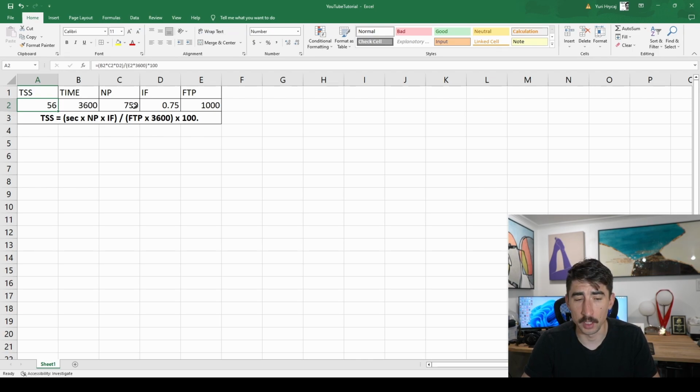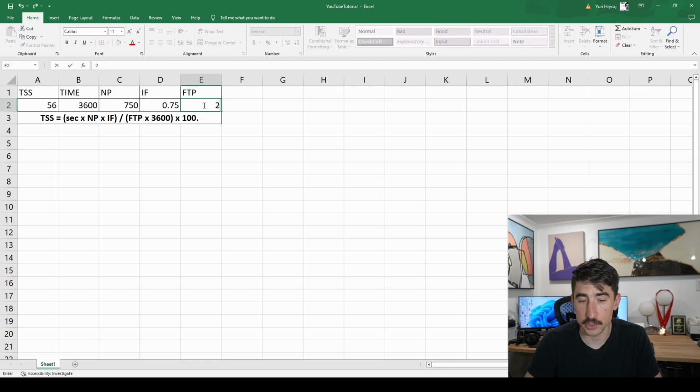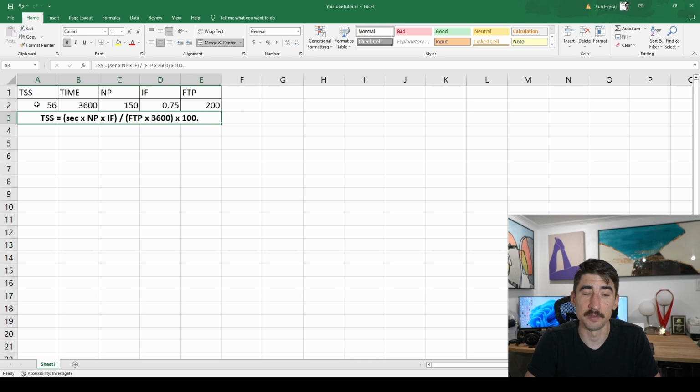I've actually written out the equation here, and you can see I've just comically put in an FTP of 1000. But if I change this to something a little bit more realistic, we will still get the same value of 56 TSS. We're going to play around with some of the values here and see how it impacts the TSS metric. So we can first play around with time.